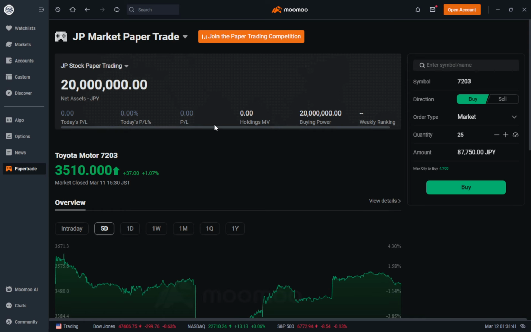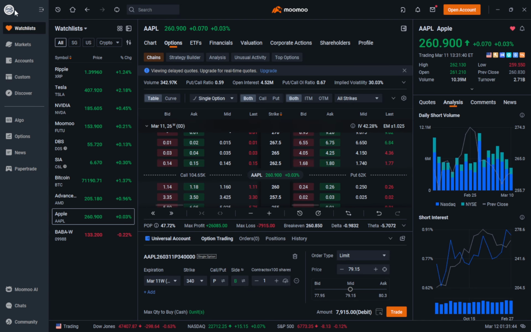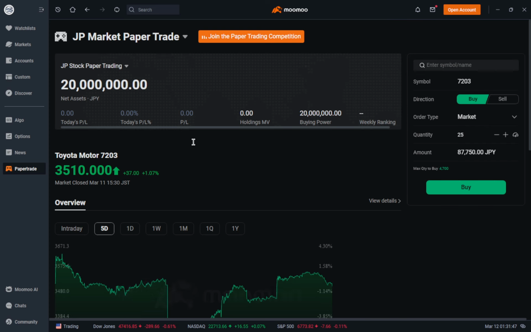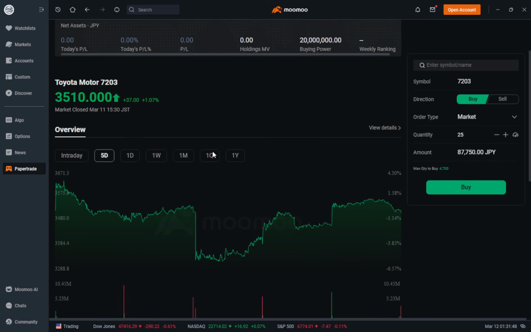To get started on the desktop app, open the Moomoo platform and log into your account. On the left panel, look for the option labeled Paper or Paper Trading and click it. This switches you into the simulated trading environment.